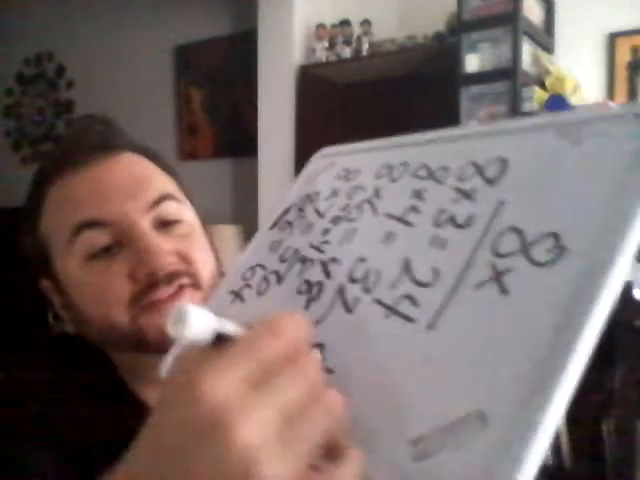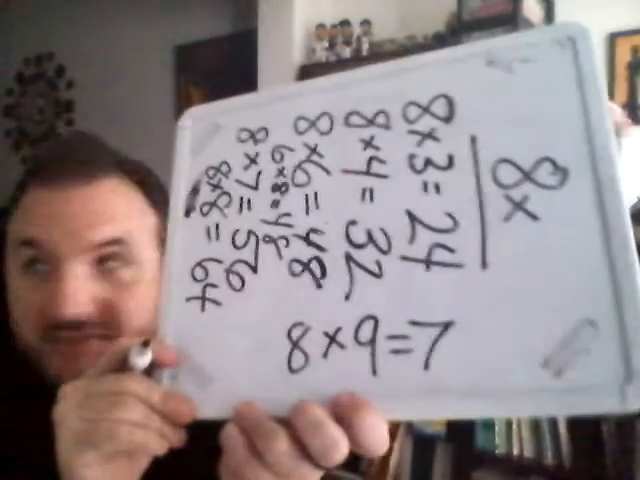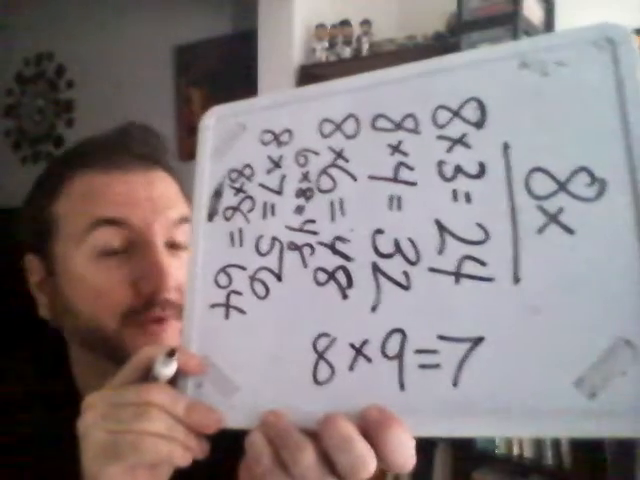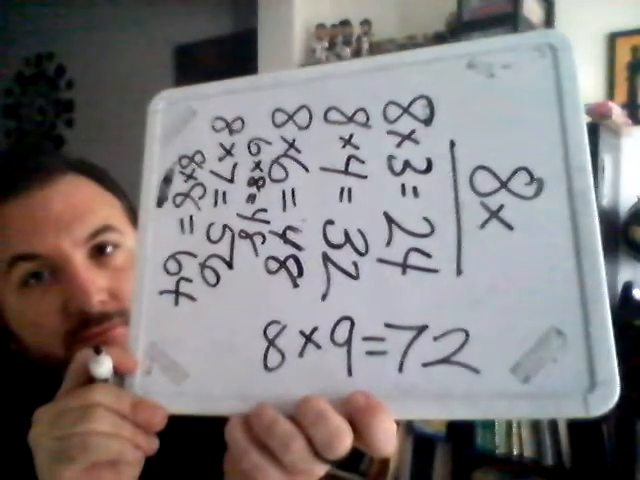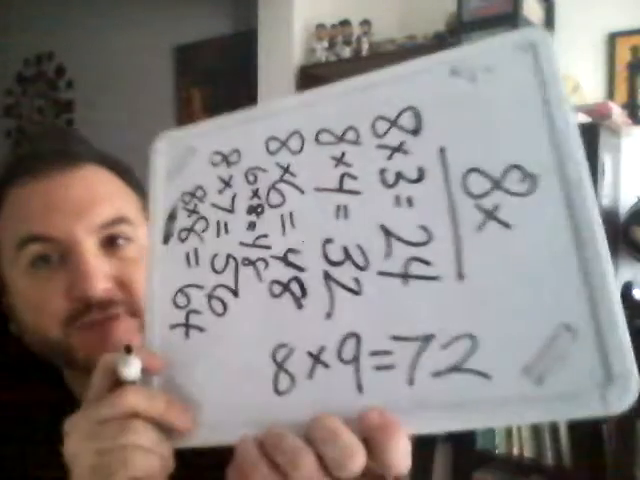What's one less than 8? 7. Remember, both digits have to add up to 9, right? Like that other video I showed you. 7 plus what is 9? 2. 8 times 9 is 72. Okay? Both digits, 7 and 2, add up to 9.